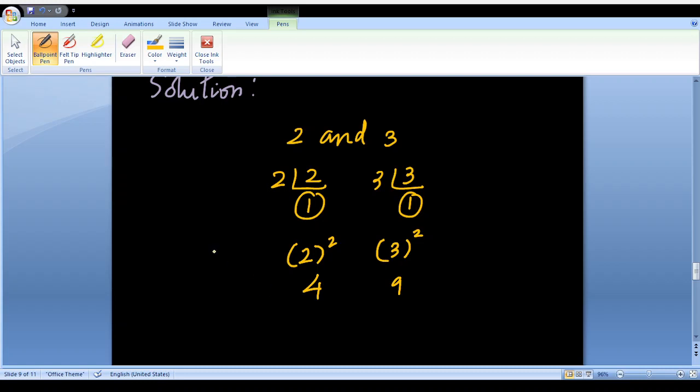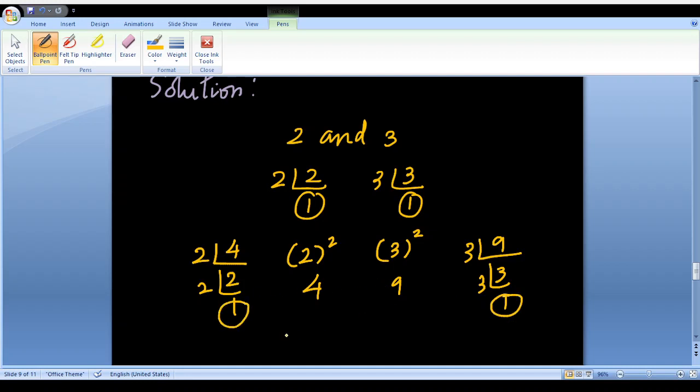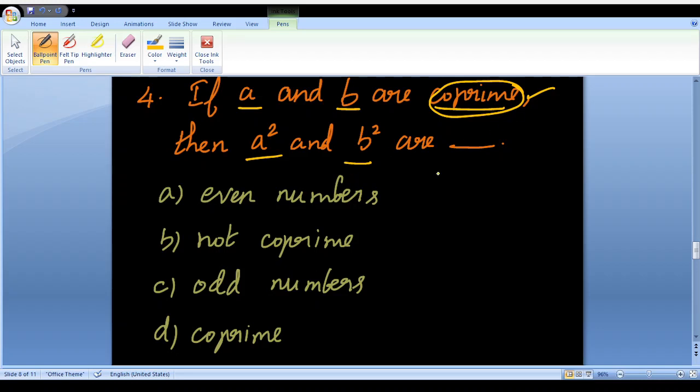If you take the factors of 4, you will get these values, and for 9, 3 times 3, and 1 times 9. So see here now, if we compare these two sets of factors, what is common? Again, only 1 is common here, right? So what is the result again? It is co-prime, right? If A and B are co-prime, then A square and B square will also be co-prime.